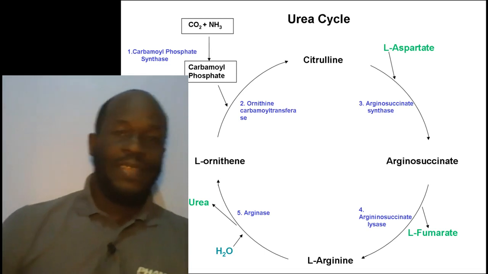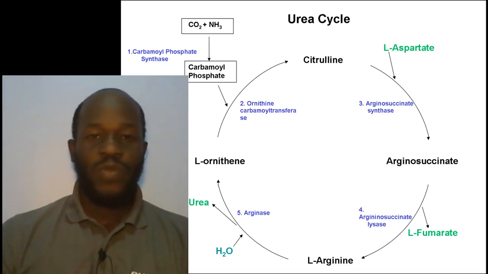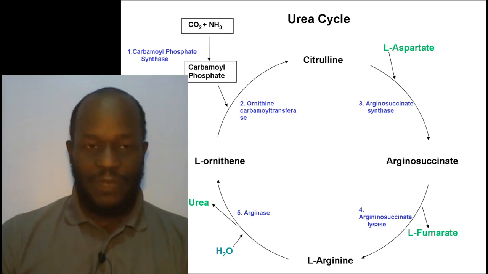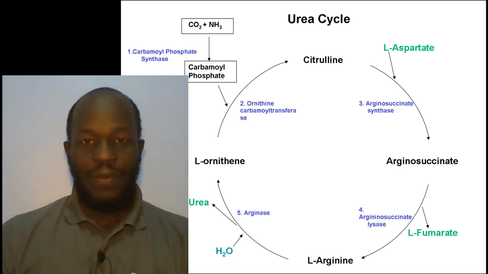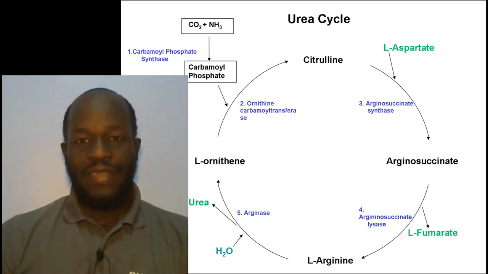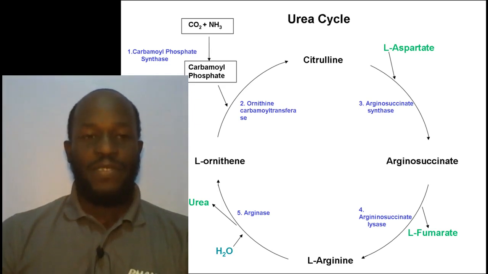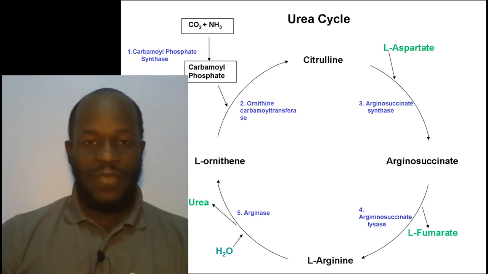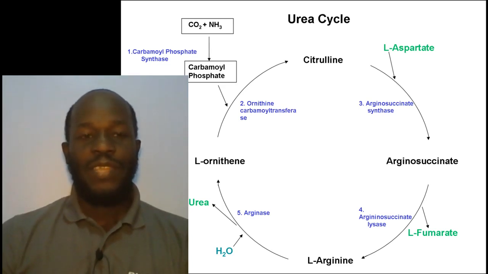So very quickly, let us go through what we have learned today. We have said carbon monoxide combines with ammonia to form carbonyl phosphate in the presence of an enzyme called carbonyl phosphate synthase 1. And we have said in this reaction, 2 ATP molecules are used. And then we said ammonia is the source of the first amine group of urea.